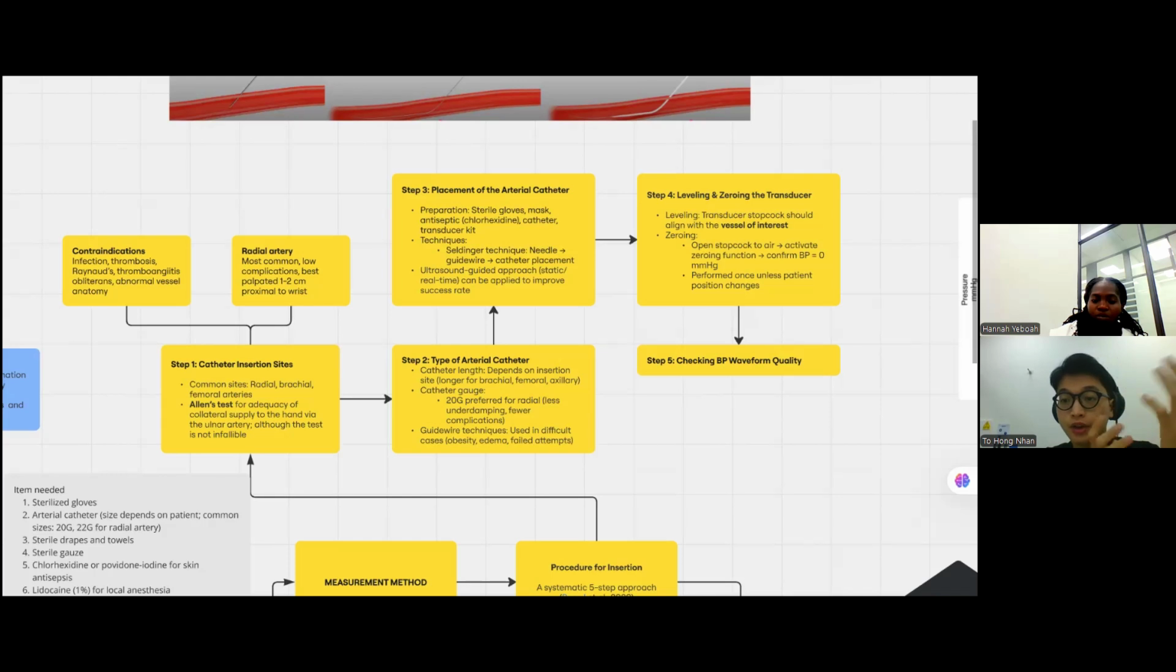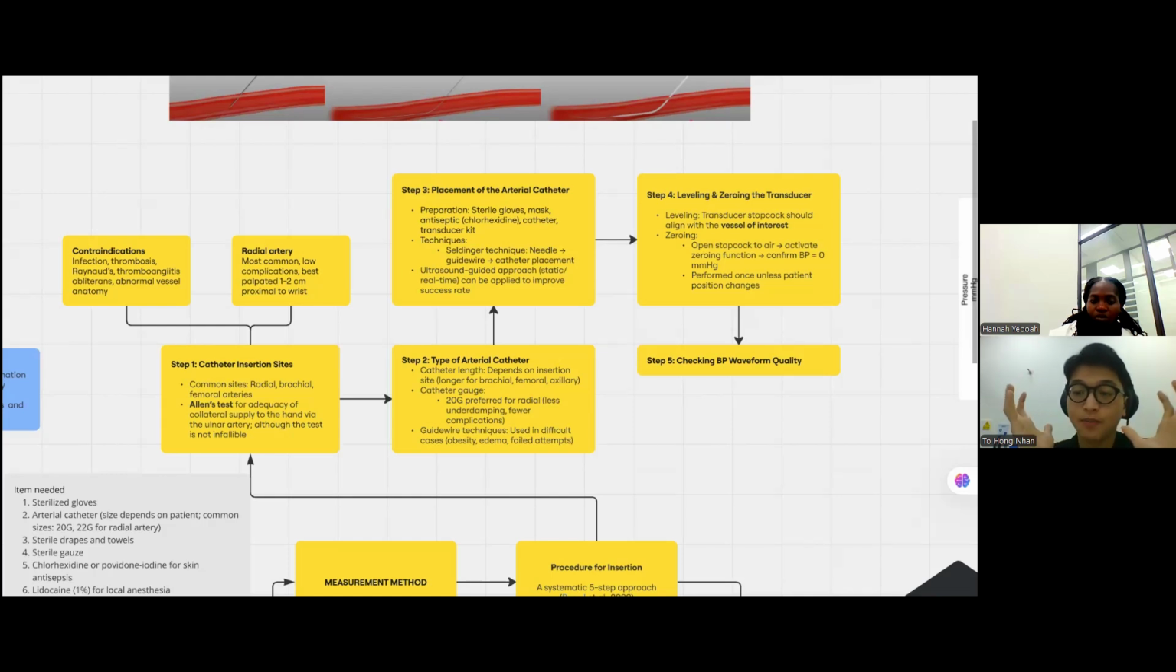So first, following the checklist, this is an aseptic procedure. So we need the sterile gloves, the mask, and the aseptic technique. Before we do the insertion, the skin or the surrounding skin has to be cleaned or wiped with chlorhexidine. And after that, the catheter and transducer kit will be established.